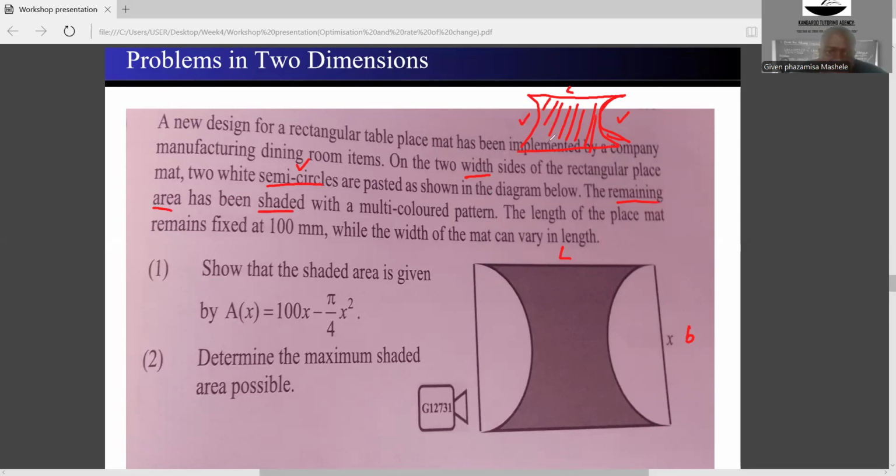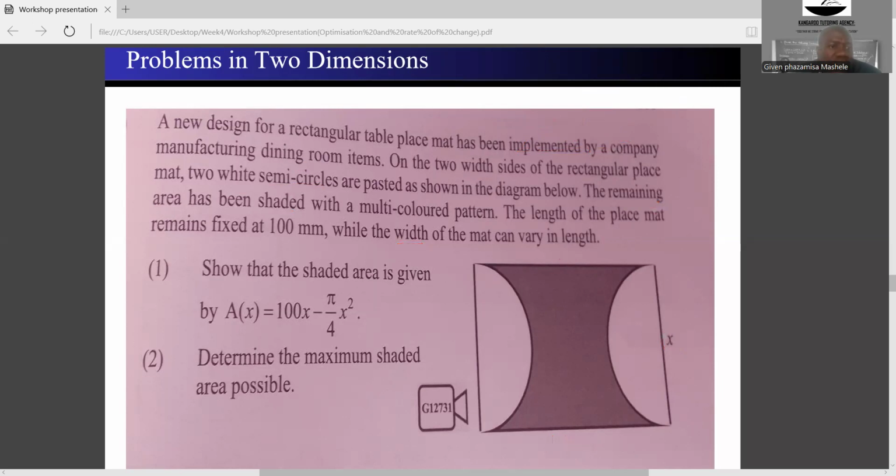You see, this is what I'm actually saying, with a multicolored pattern. So the length of the placemat remains 100. It remains fixed at 100. So from here to here, it's 100 millimeter, while the width or the breadth of the mat can vary in length. So here it's given as x. So this rectangle had the length of 100 and the width or the breadth of x, according to this scenario.